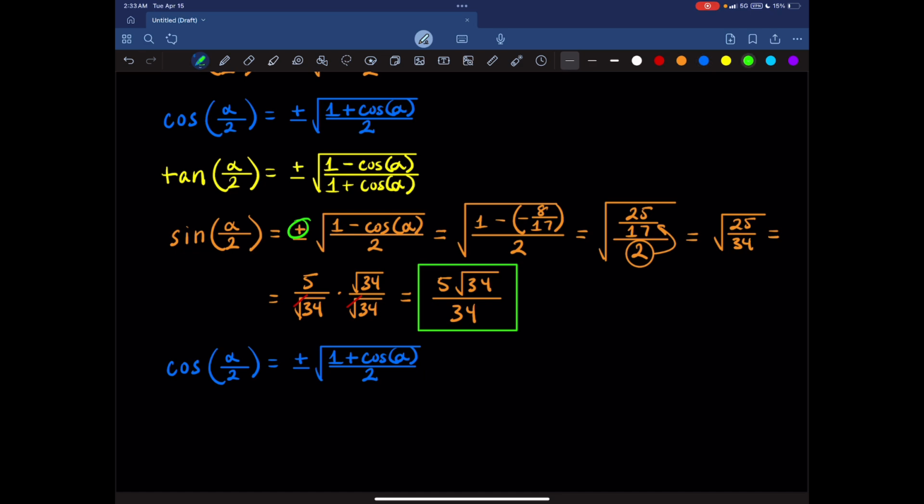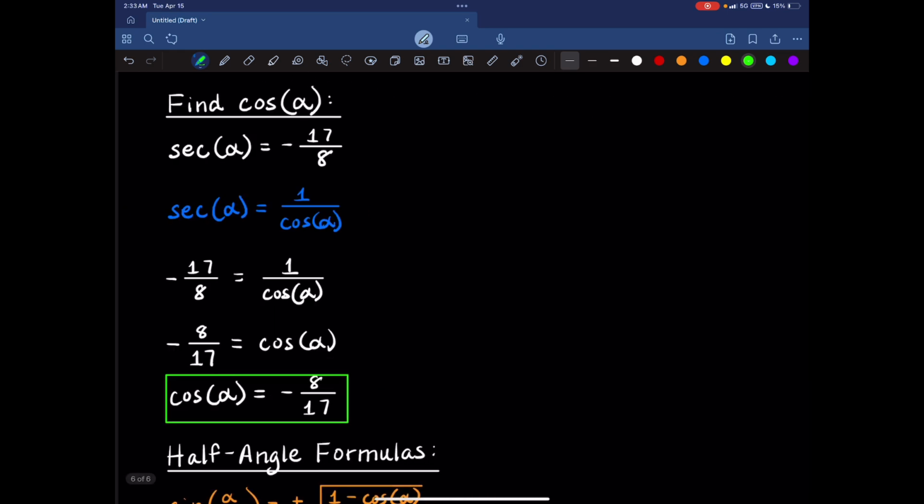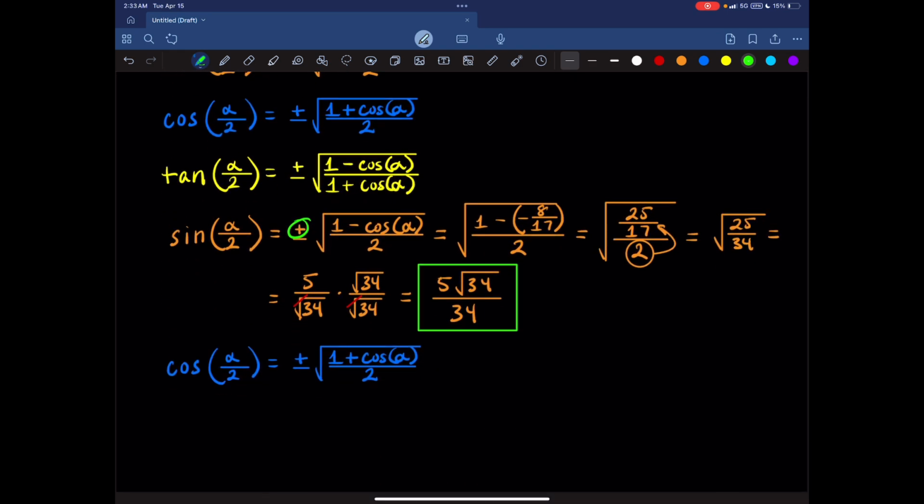So let's flip back to the other page. And we know alpha over 2 is in quadrant 2. And in quadrant 2, the cosine is always negative. So we're going to take the negative of this square root. And so now we can do the same thing as we did, very similar to the previous step for sine alpha over 2. We'll have negative, very important, don't forget that, square root of 1 plus cosine alpha, which is negative 8 over 17. And this is over 2.